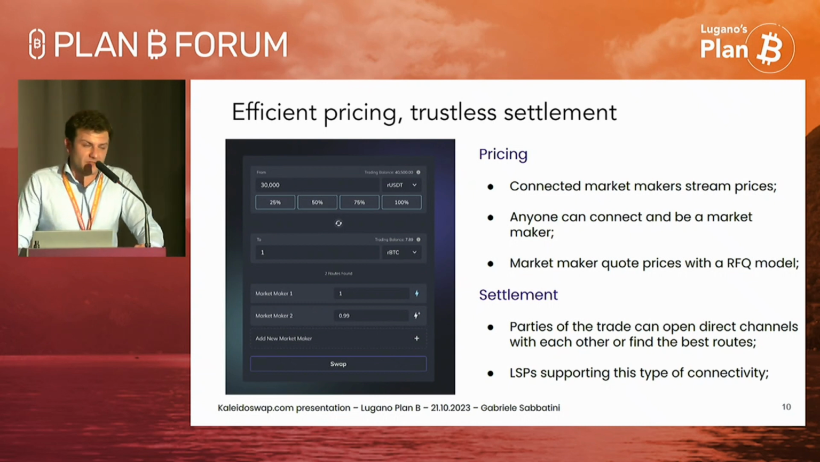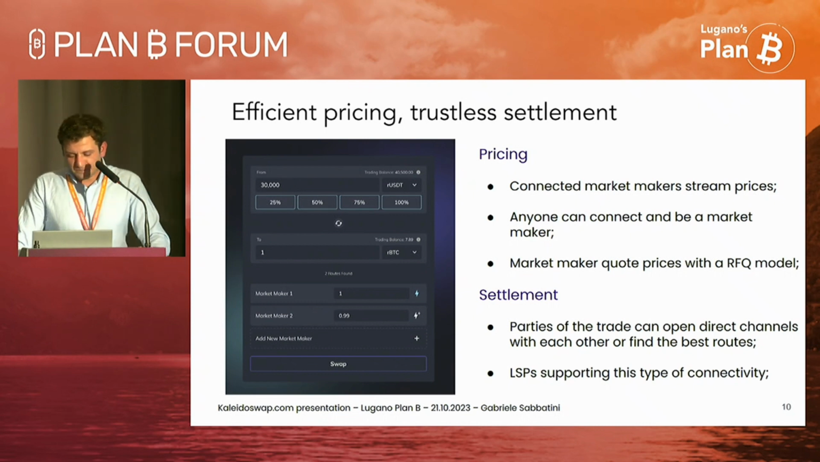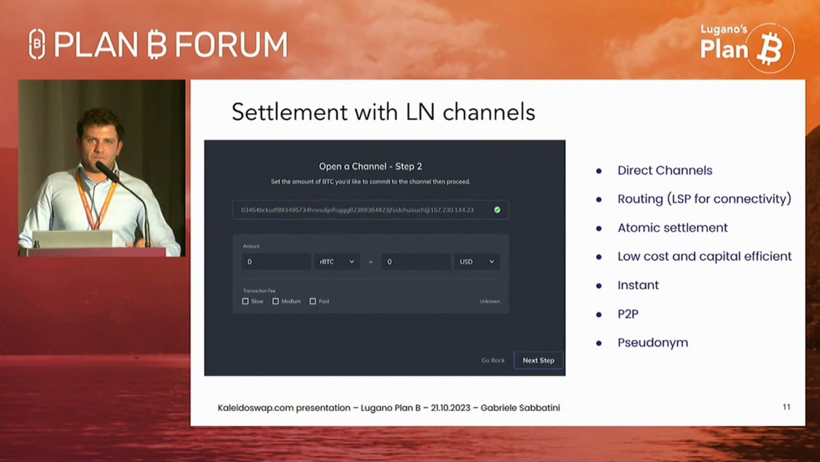And so either you open a direct channel or you support a Lightning service provider that improves the connectivity between parties and allows different routing, so you don't need a direct channel open with the counterparty. So again, pricing is super efficient thanks to this model, but also trustless settlement and with a low cost, right? That's what we want to achieve.